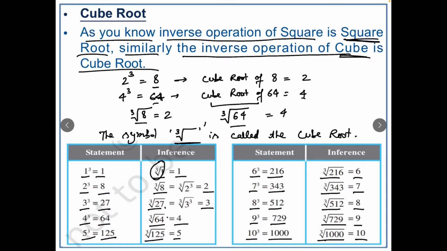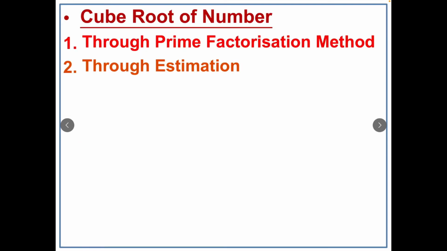Now moving ahead, we have two methods to find the cube root of a number. Like in chapter 6, we had 3 methods to find the square root of a number, which were the repeated subtraction method, prime factorization method, and the division method. In case of cube root, we have 2 methods. The first one is the prime factorization method. This first method is exactly similar to what we did in the case of finding square root.